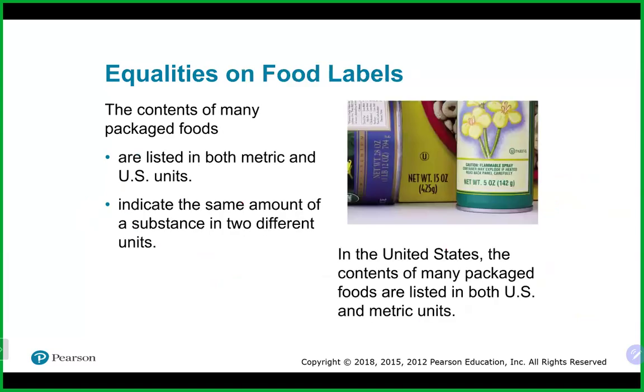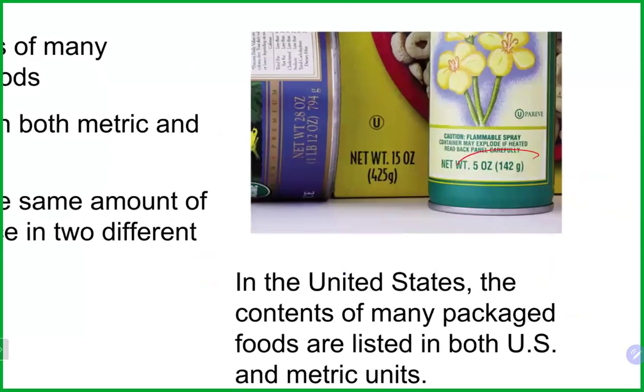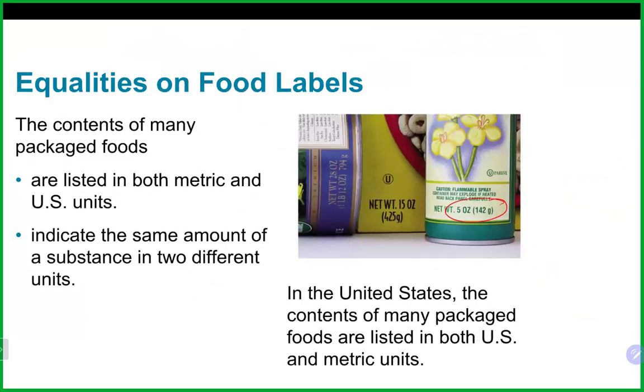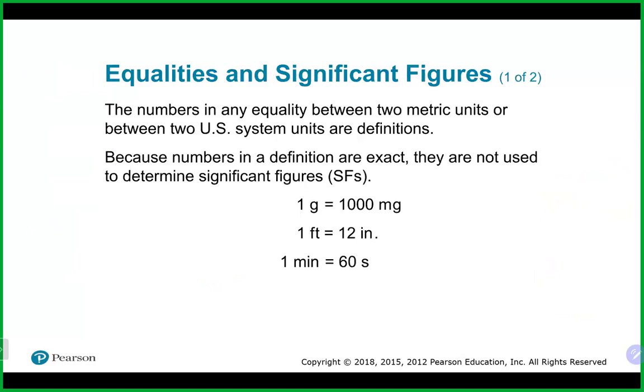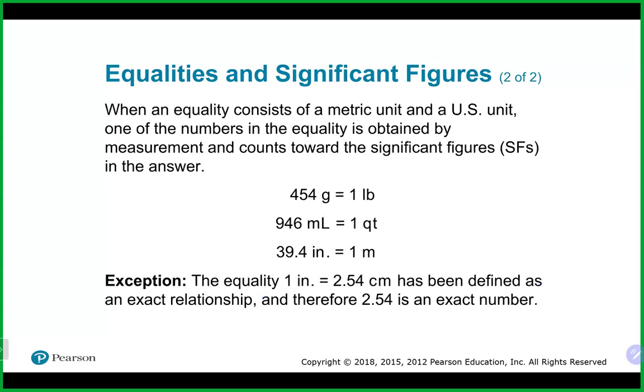Obviously, we see different units, as we talked about, a lot of times on groceries. They give it a lot of times in grams or a US unit like ounces. Equalities and significant figures, as I just mentioned, are considered exact if they're metric to metric or English to English. But once you cross over, you do have to take those into account. So all of these here on this screen would be considered exact numbers, and if you use any of them in a calculation, you wouldn't have to worry about the significant figures associated with them.